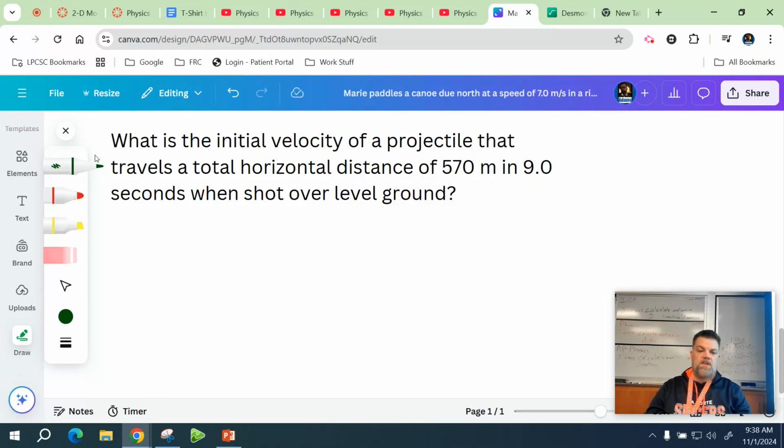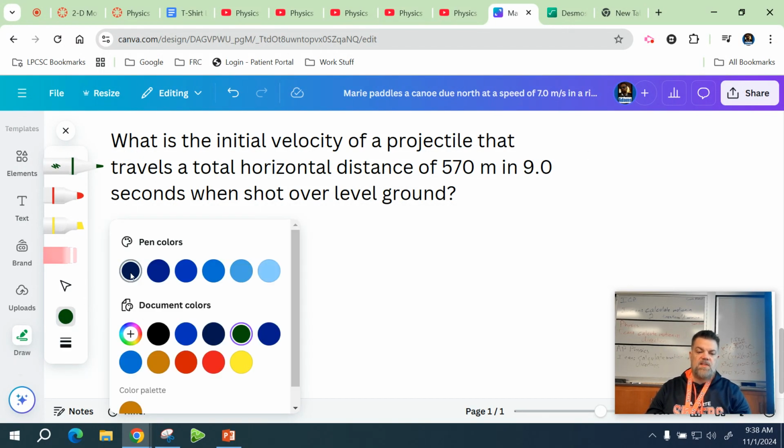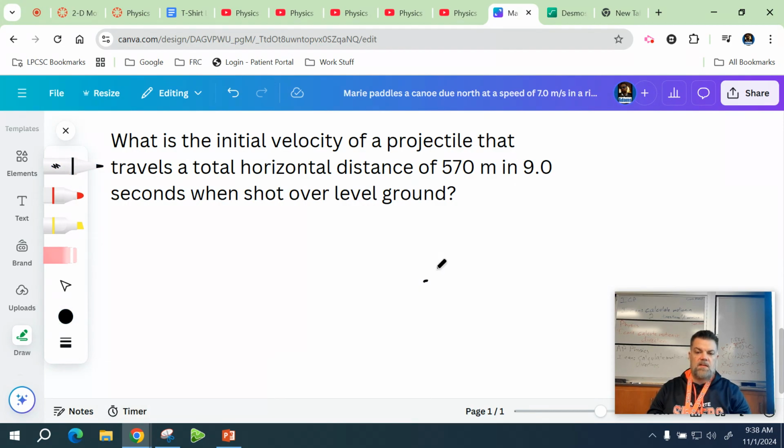So when we do this problem, it says that the initial velocity of the projectile, that's the question. What is the initial velocity of a projectile? So what are they referring to?